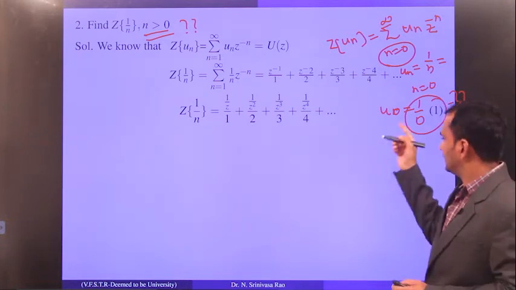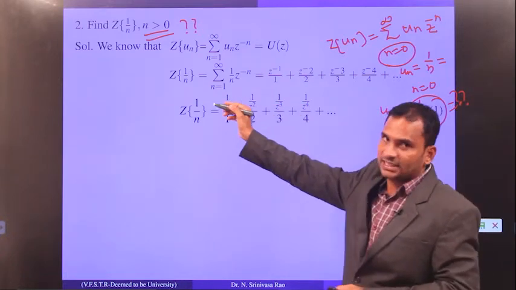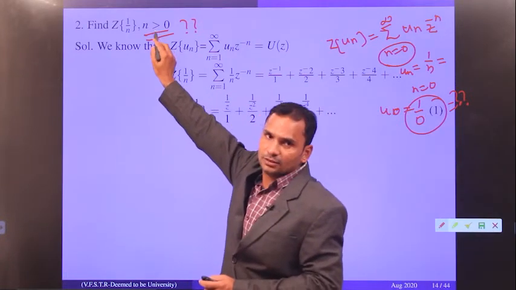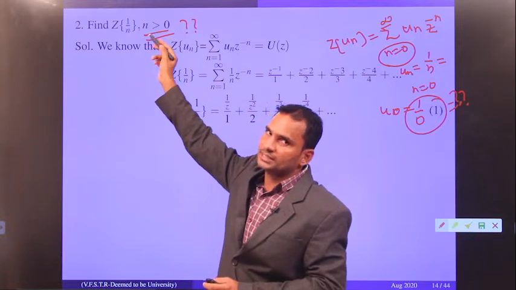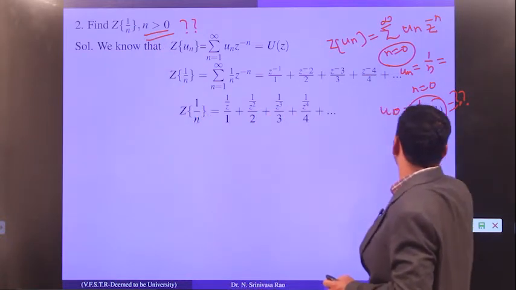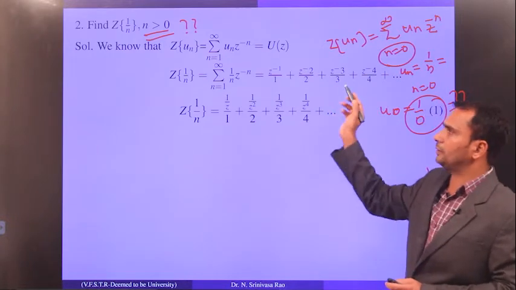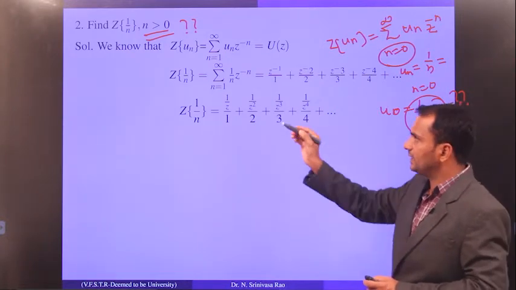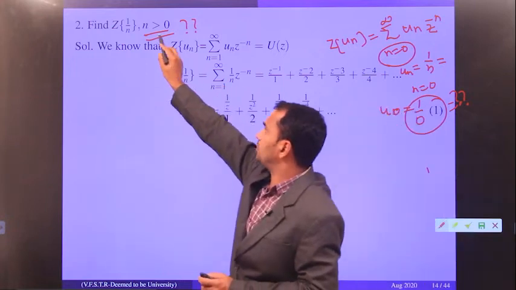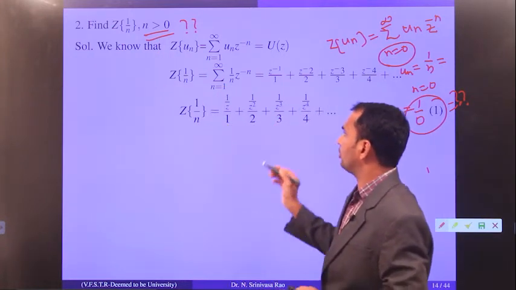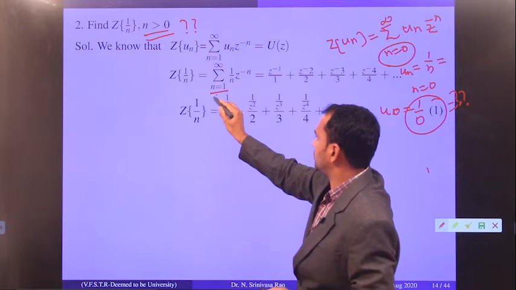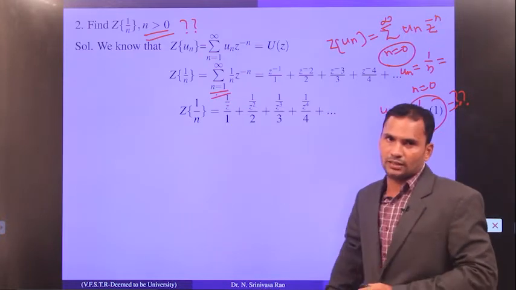That is the reason why he has given one condition, that n should be greater than 0. Otherwise we cannot solve this example. If n equals 0, then 1 by 0 is undefined, so we cannot solve this example. That is the reason for the condition that n should be greater than 0. Therefore we have to run n from n equals 1.